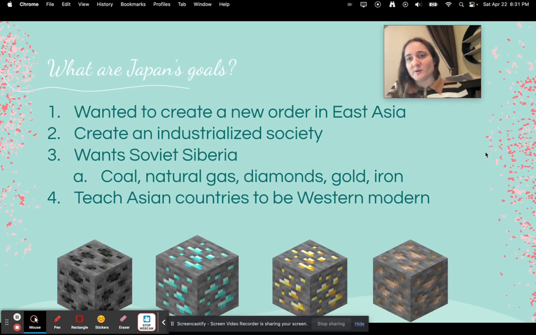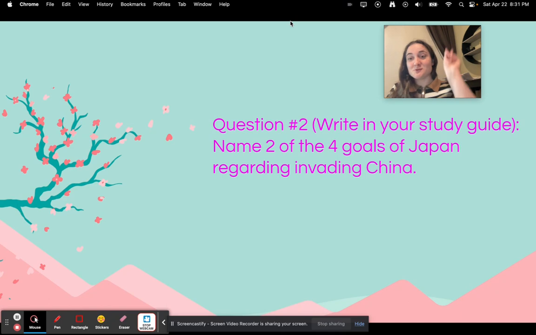Yeah, so those are the four reasons. So, question number two, write in your study guide, name two of the four goals of Japan regarding invading China. I guess Russia too.